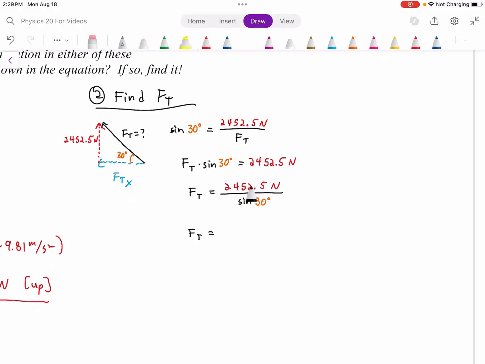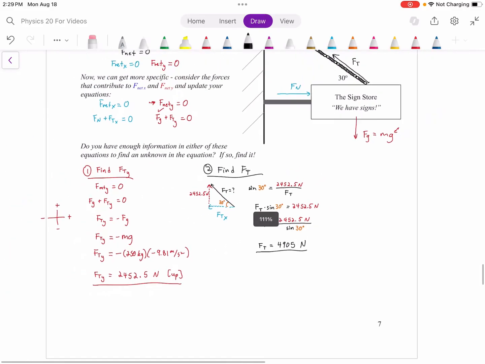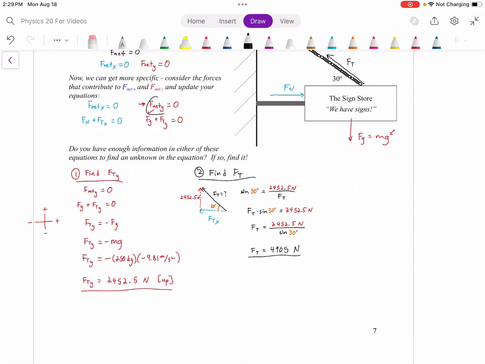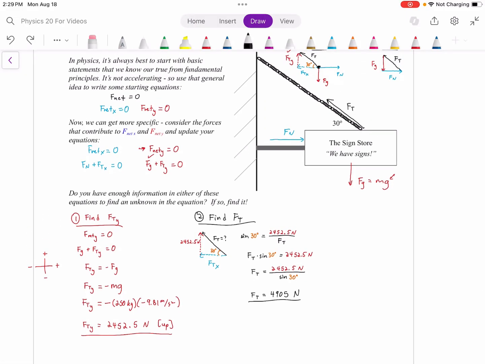And then dividing our y component by sine 30, I got that the force of tension, this looks rounded, but it's actually not, is 4,905 newtons. Okay, so there we go. Just by using the fact that the net force in the y-axis had to be 0, along with a little bit of trigonometry, we were able to find what that force of tension must be.